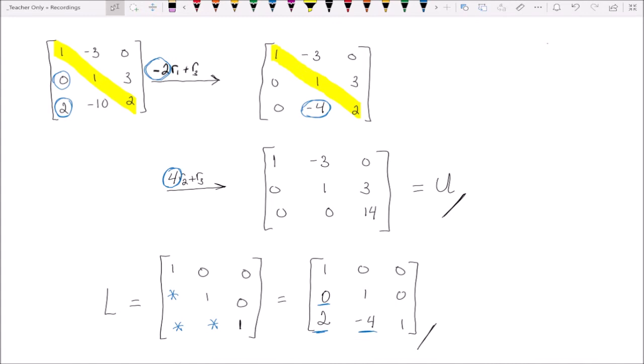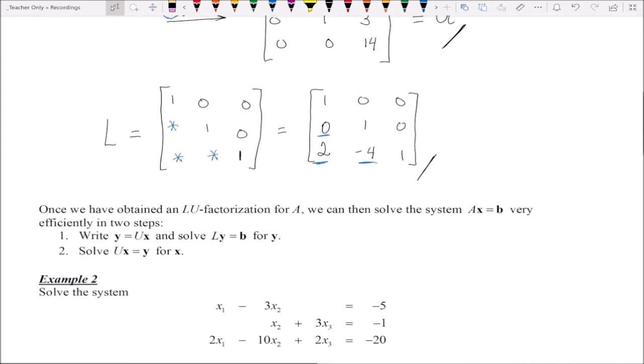Now we can use the LU factorization to solve a system. Once we have obtained an LU factorization for A, we can then solve the system AX equals B very efficiently in 2 simple steps. First, write Y equals UX and solve LY equals B for Y. Then we solve UX equals Y for X.